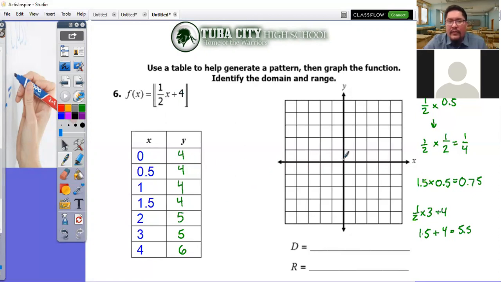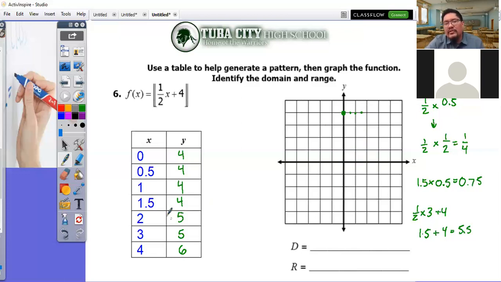So 0, 4. So 0 over, up 4. And this is definitely a point on the graph. 0.5 is 4. Over 1, up 4. And then over 1.5, up 4. So 1.5, so go 1, and then another half. And it would be up 4 again.